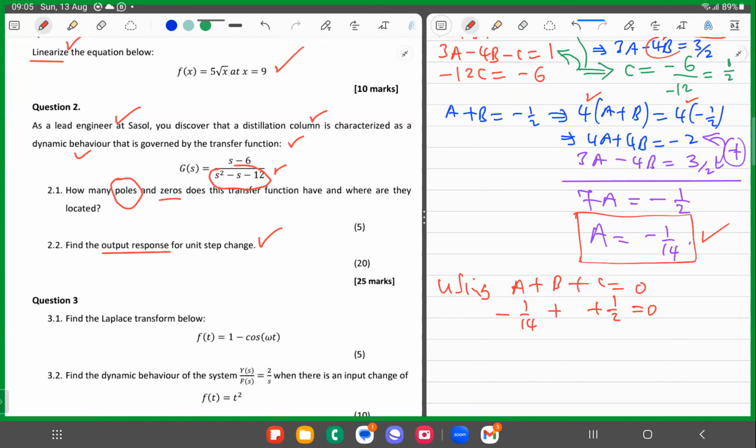Okay, we continue. Minus B is minus 3 over 7. So what do you think B is? B is minus 3 over 7. Yes. Well done. Okay, that's correct.